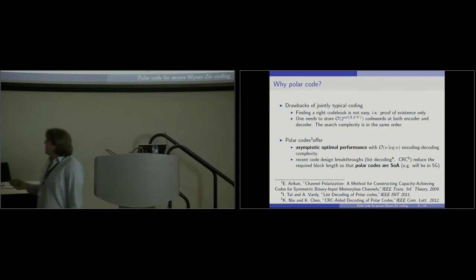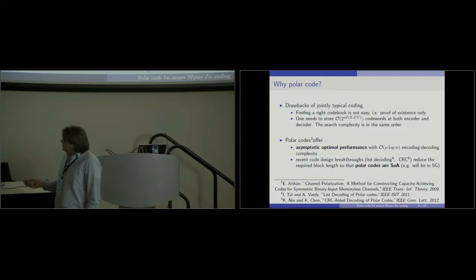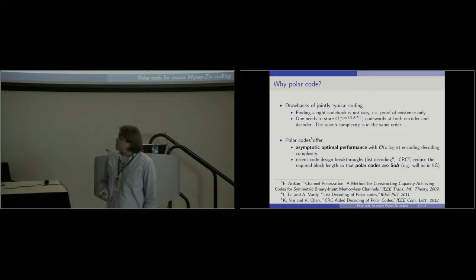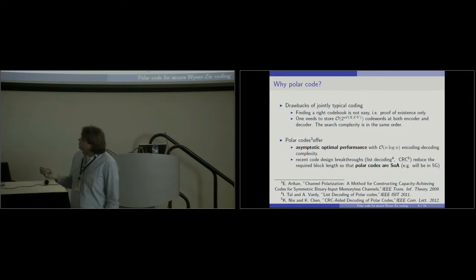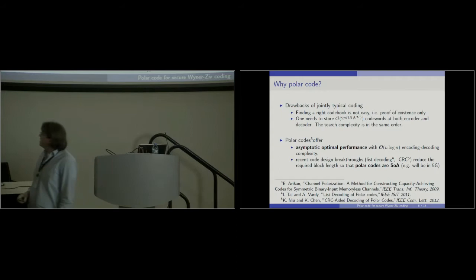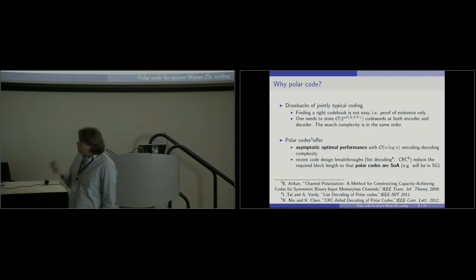But recently, in 2011 and 2012, two papers came up with extensions of the polar code design: list decoding and cyclic redundancy check aided decoding of polar codes. These are really breakthroughs, because now the code designs based on these concepts and additional concepts beat state-of-the-art turbo codes and LDPC codes. They are that good that two weeks ago they were accepted in the 5G standard. So for the control channel in 5G, polar codes are going to be used.